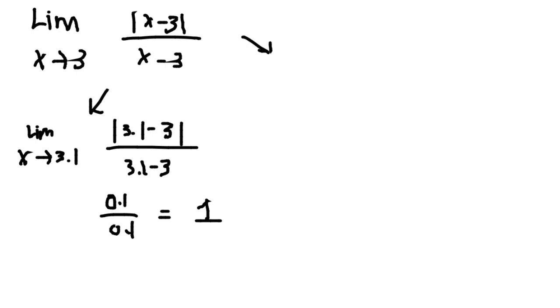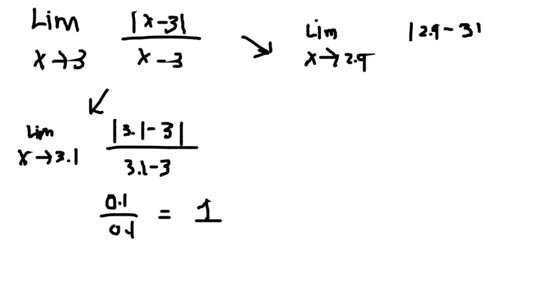So 0.1 divided by 0.1 is 1. So if we approach the limit of x to 3 on the left side, they will not be equal. But to make sure, we're just going to test it.